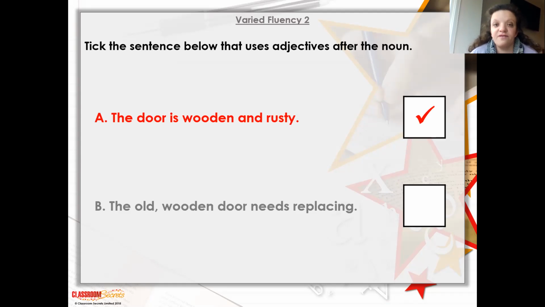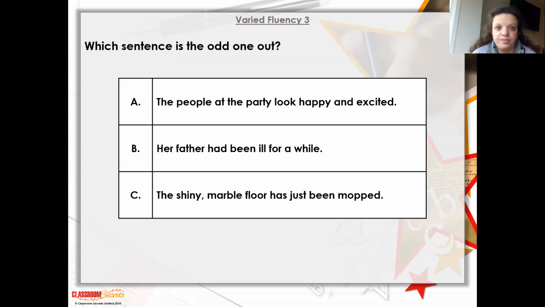Okay, so the one you should have ticked, or written down, is A, because our noun is the door, that's our thing, and our adjectives are wooden and rusty. So they come after the noun, after the door. Okay, so which one is the odd one out? Which one isn't the same as the others? Which one has put the adjectives in a different place in relation to the noun than the others?